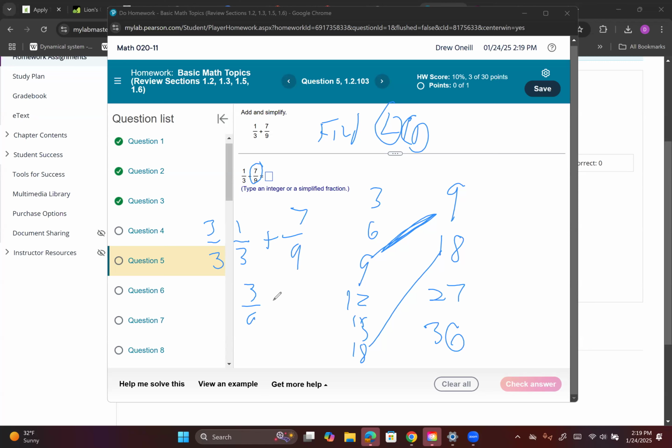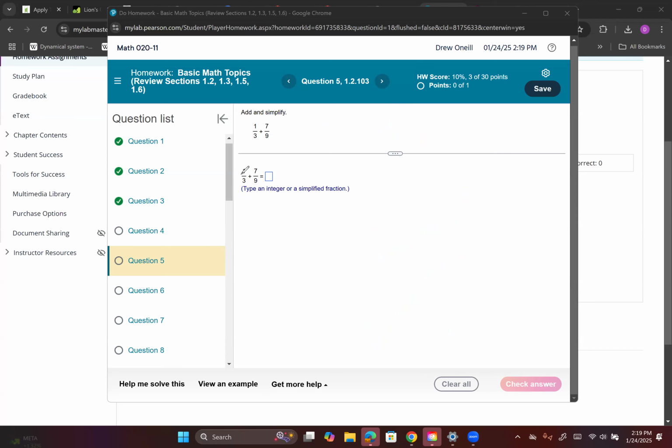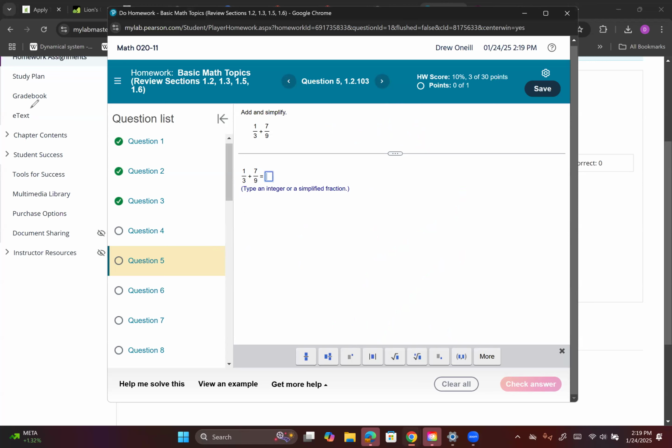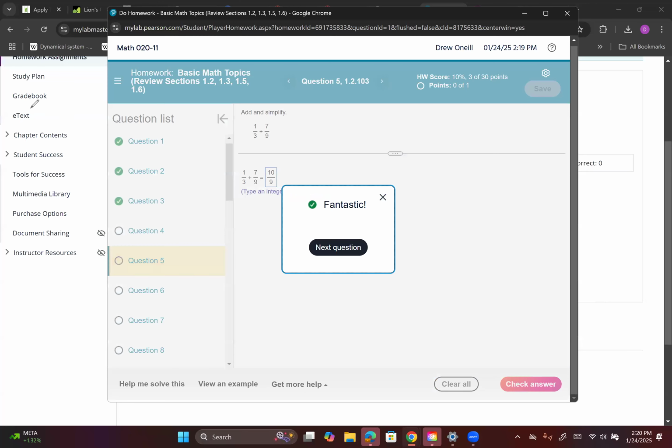I get 3/9, and plus 7/9 is 10/9, and that's the answer. Okay, cool. So again, though, if you're struggling with this, let's say this happens, you're like, okay, I tried it twice, I got it wrong, but on the third try, I got it right. 10/9, enter. Don't go to the next problem.